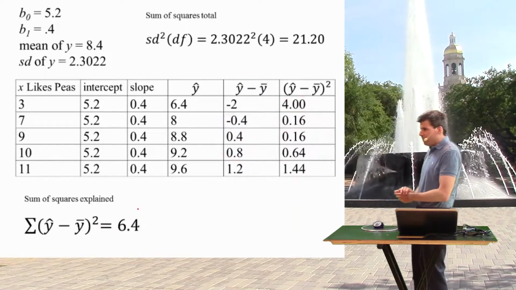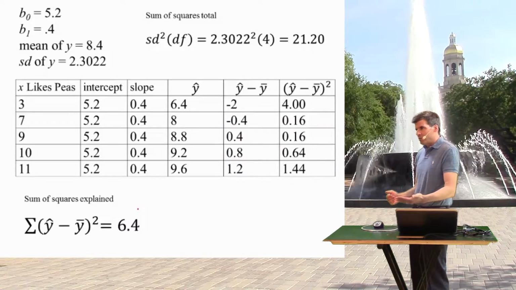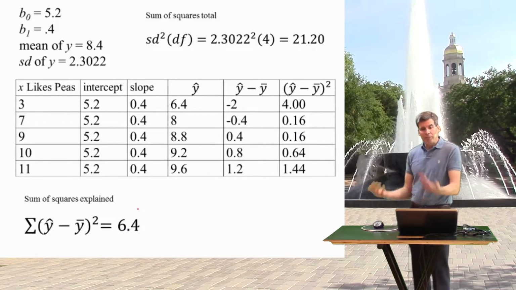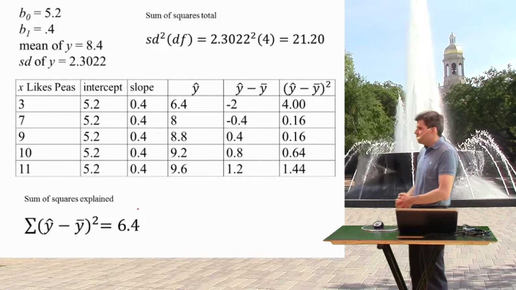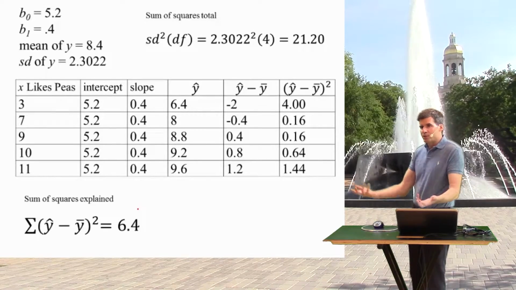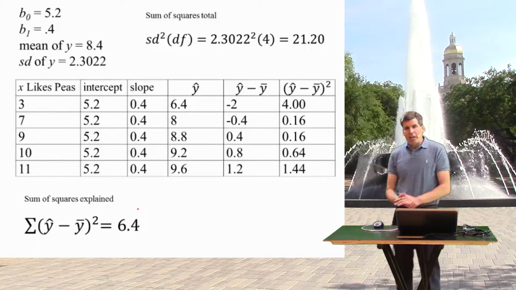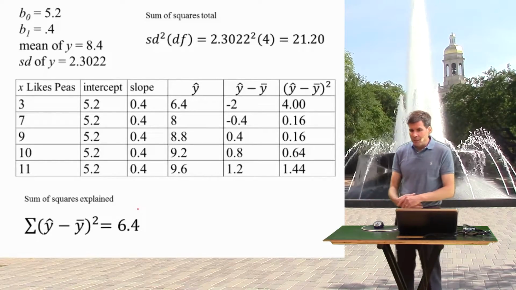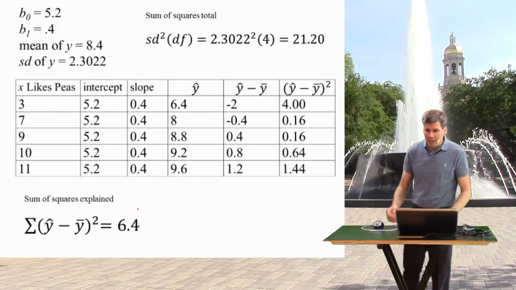Now I've got the sum of squares explained variance. We might move towards saying, well, what is the percent of variance explained? And to do that, we take the explained variance divided by the total variance. So you'd have to figure out what the total variance is. What is the total variance in y?